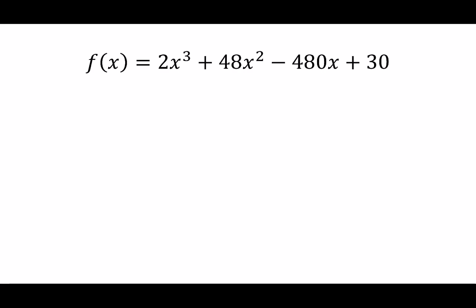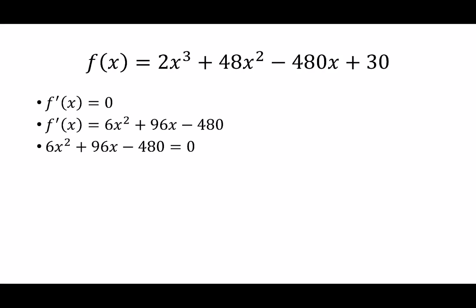We need to find the derivative of the function and set it equal to 0. F prime of x is equal to 6x squared plus 96x minus 480. Remember, the constant 30 will go away. Now we want to set this equal to 0. The first thing we should do is factor out the leading coefficient of 6. When I factor out 6, I get x squared plus 16x minus 80. This is still equal to 0.